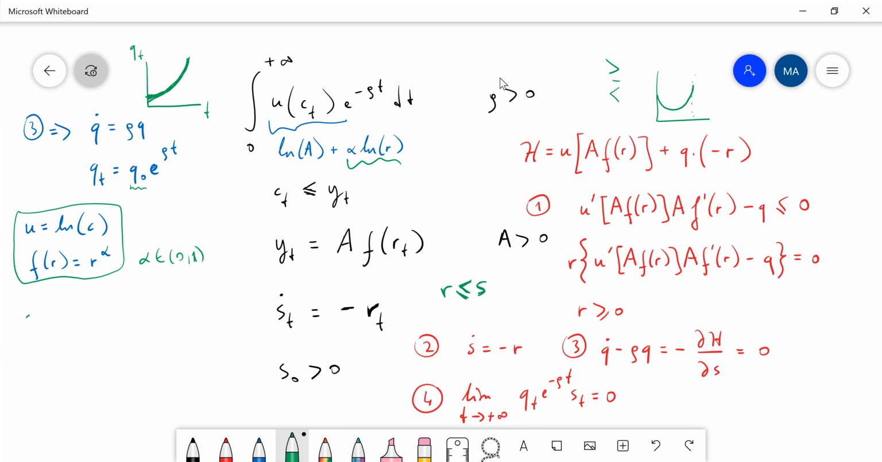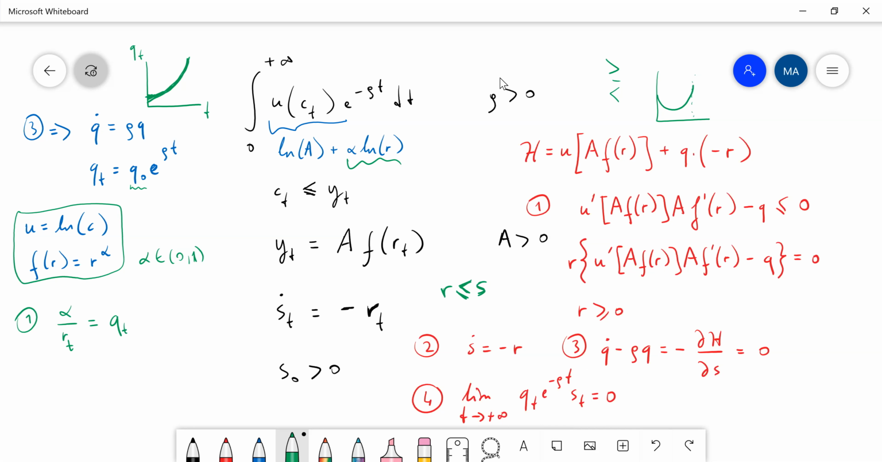So the derivative, again, I'm now writing equation 1. The derivative of the Hamiltonian with respect to R will be alpha divided by R, okay? And then I have Q here, but I realize R equals 0 would never be optimal, right? So alpha divided by R will be equal to Q. So now, of course, alpha over R_t equals Q_t.